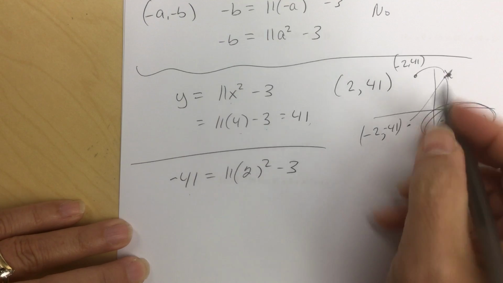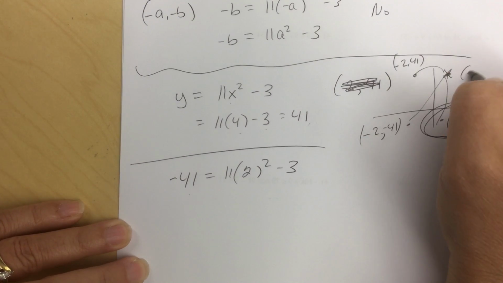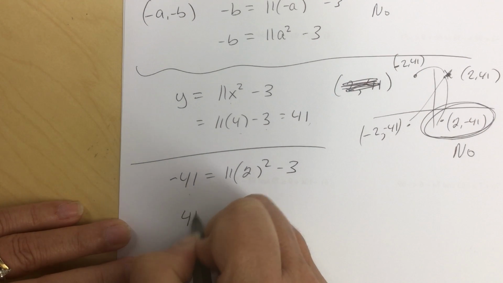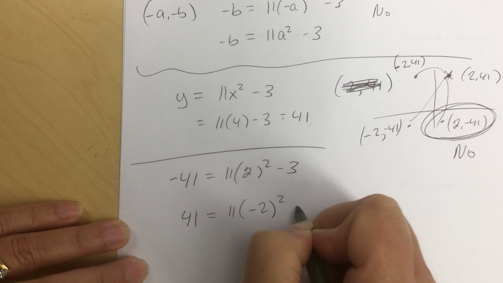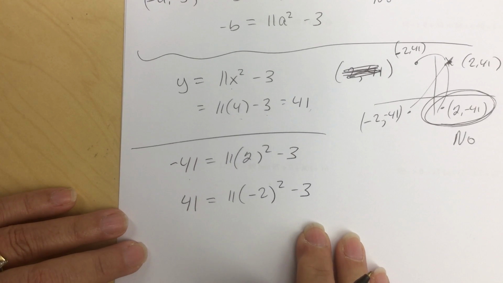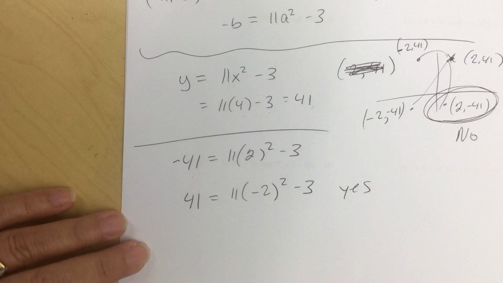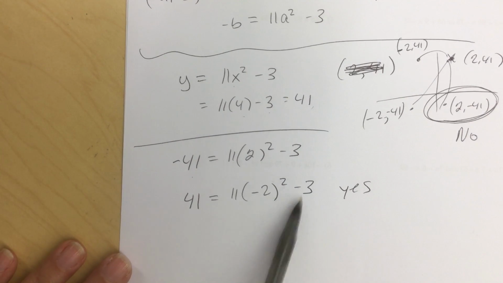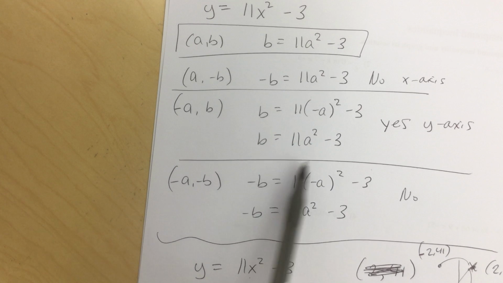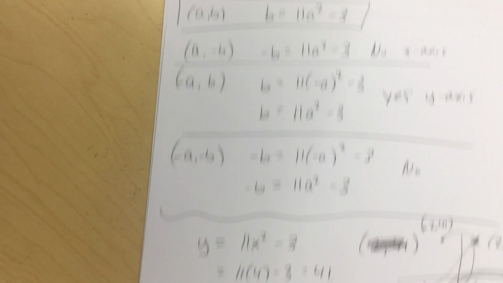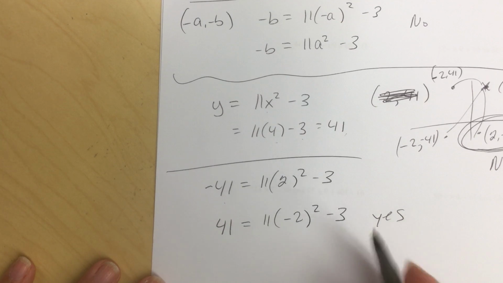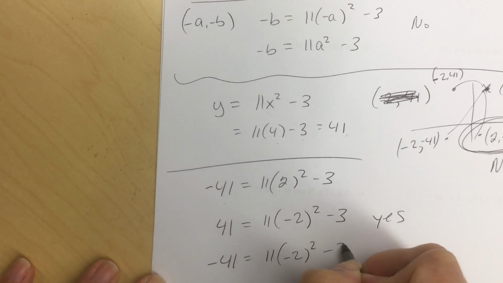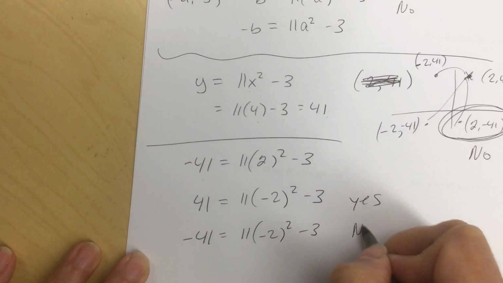Now, if you try negative 2, let me write this over here. This is (2, 41). So if you try negative 2 and positive 41, that'd be 41 is equal to 11 times negative 2 squared minus 3. If you look at that, oh, that's going to work, that's a yes. Do you see what I mean? You don't actually have to do the arithmetic and solve every time. Some students can really see this a lot better than this. So then if you plugged in both, you'd be like, oh, I can tell negative 41 is not going to be the same as that. If I change both the signs, it's not going to work.